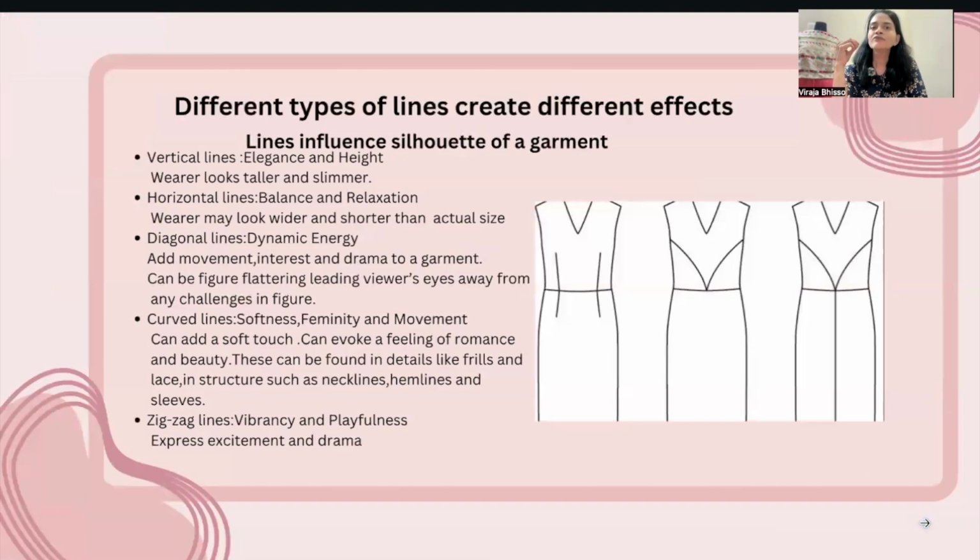Now let us see how different types of lines create different effects. Lines influence the silhouette of a garment as well. Vertical lines are elegant and give height. They give elegance and they give height to the person who is wearing it. The wearer looks taller and slimmer. Whereas horizontal lines create balance and relaxation, and they also may make a wearer look wider and shorter than the actual size.